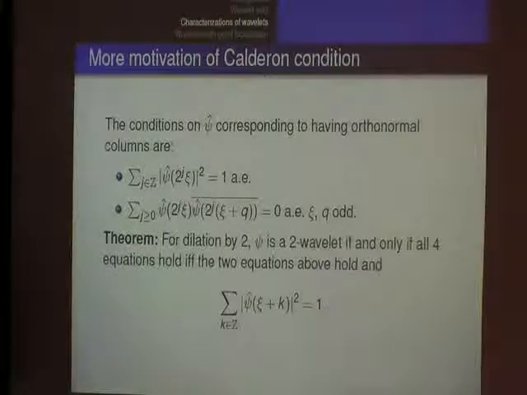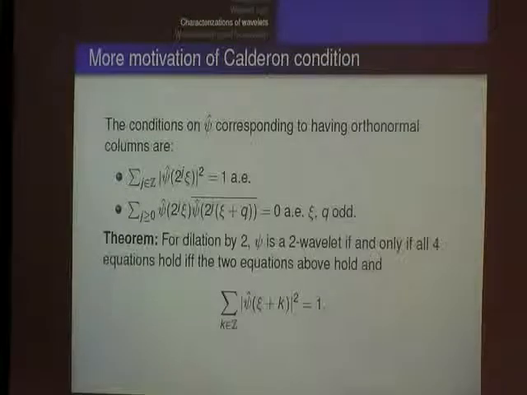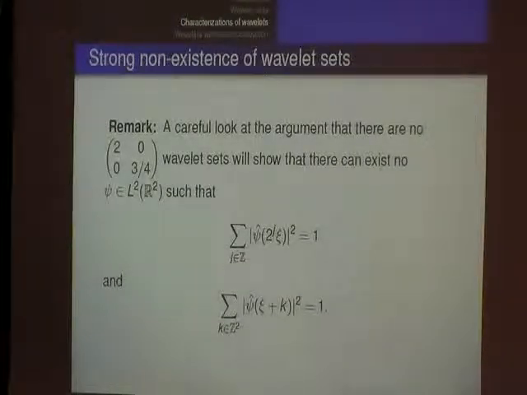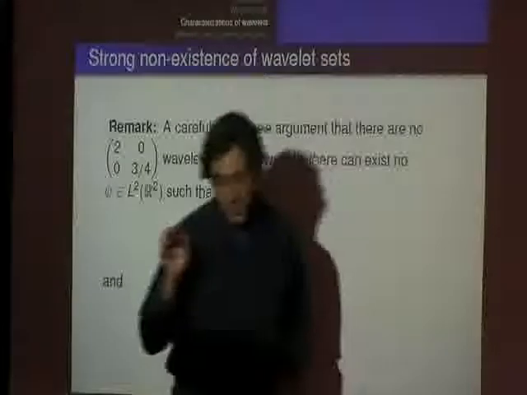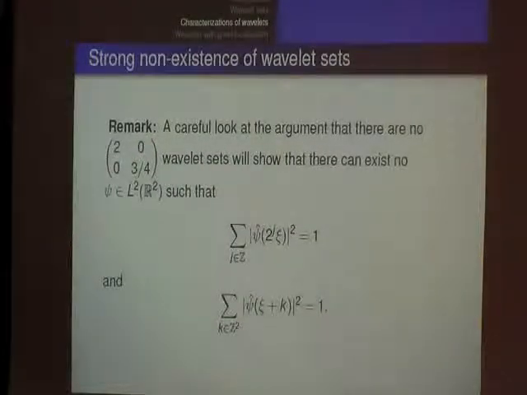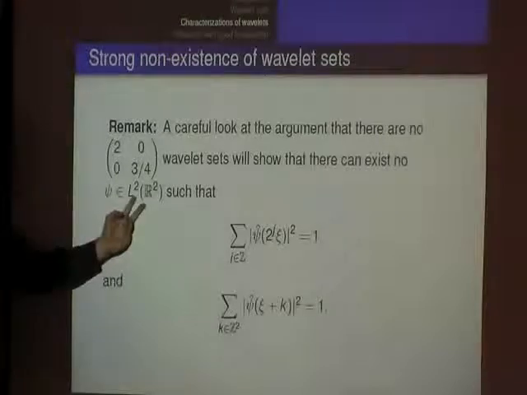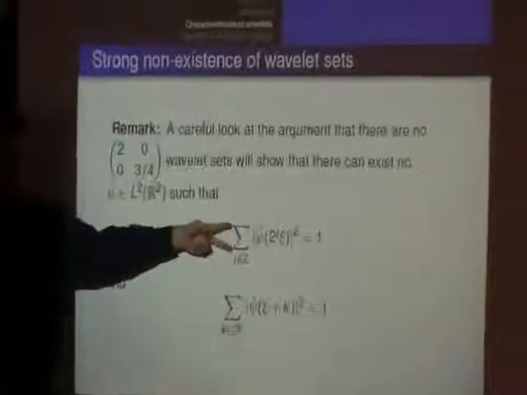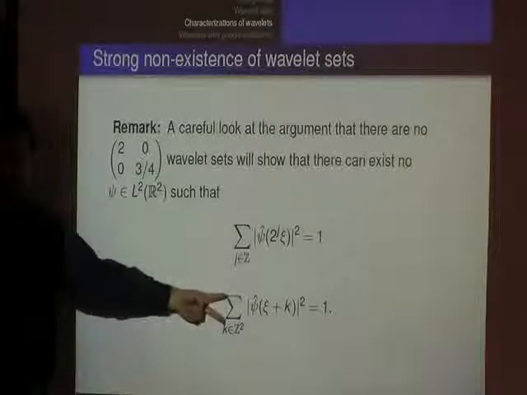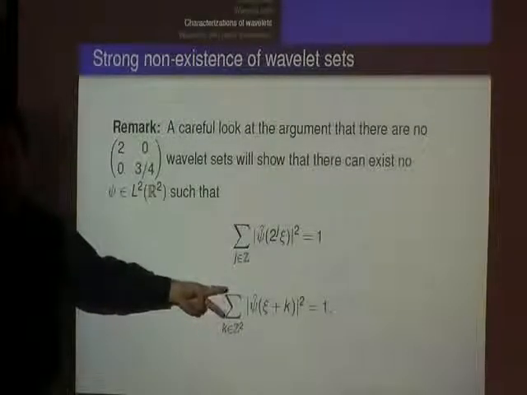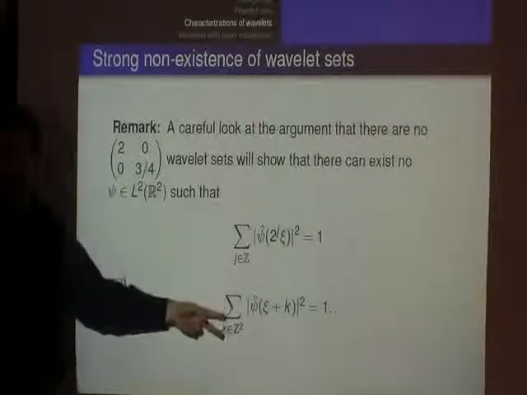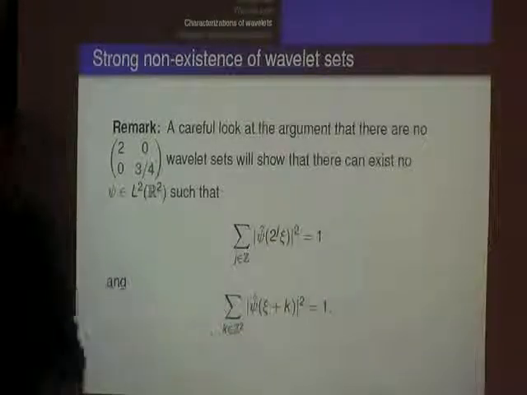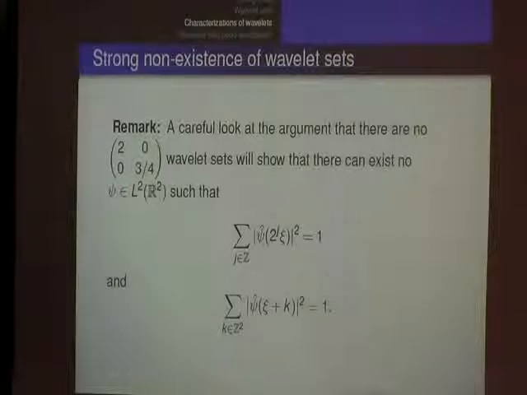So we have this condition and this condition. Well, if you think back to the argument that I gave over here for the matrix with eigenvalues 2 and 3/4, if you think really carefully about what I said, we've actually shown that there can exist no function C in L2 of R2 that satisfies the so-called Calderón condition and also satisfies this periodicity condition. You have to do a little bit of work, but that's essentially what we've shown: no function can satisfy these two conditions, which are two of the three that you need in order to be a wavelet.